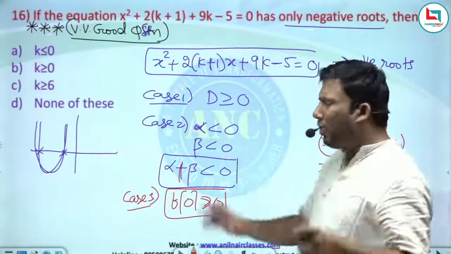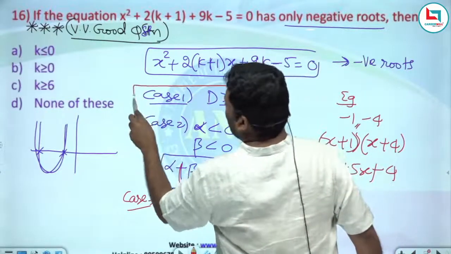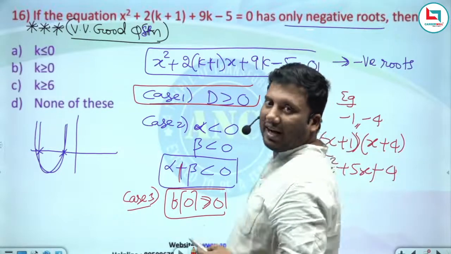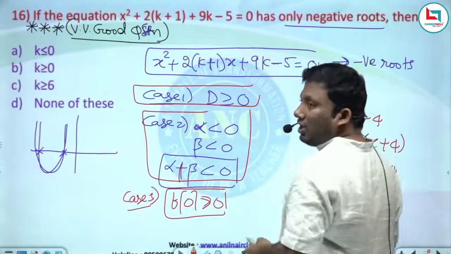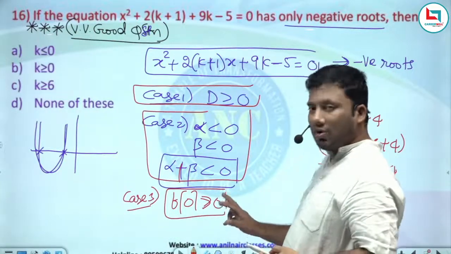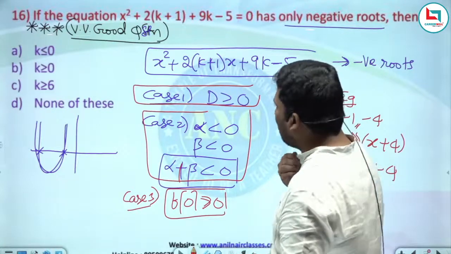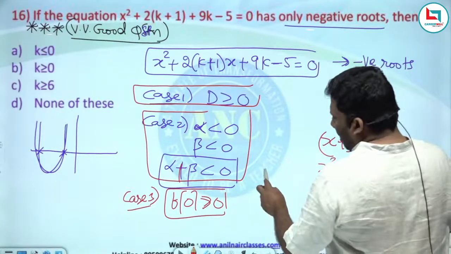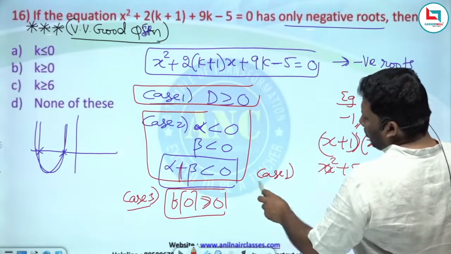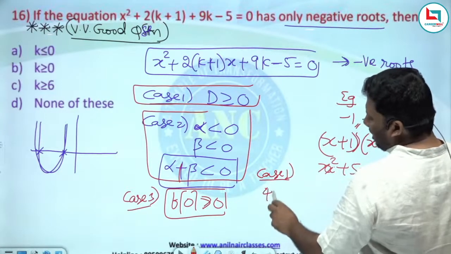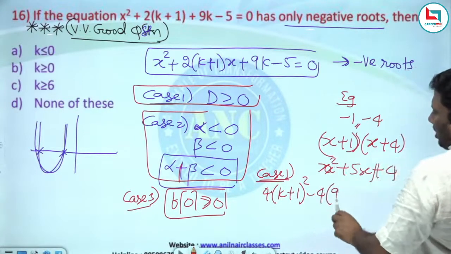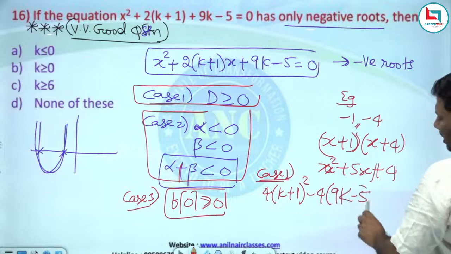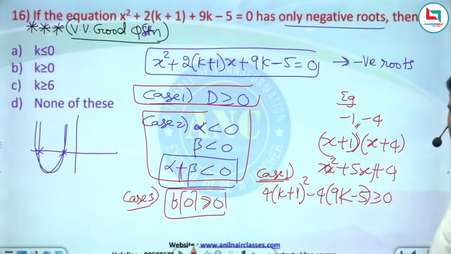Very important question. Whenever the roots are negative, case 1 is D greater than or equal to 0. Case 2 is if both of them are less than 0, the sum of the roots will always be less than 0. f of 0 should be greater than 0. So case 1, D is b square minus 4ac: 4 into (k plus 1) whole square minus 4 into (9k minus 5) greater than or equal to 0. You will get the value of k.